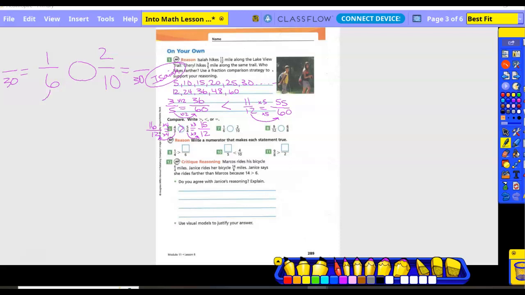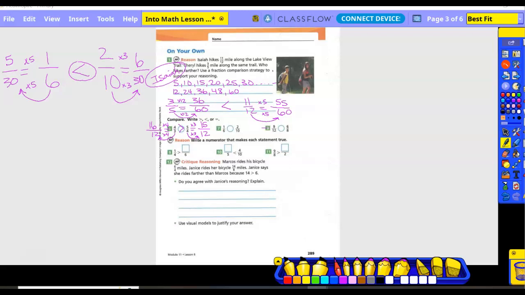Okay, so how did I get from 6 to 30? Times 5. What I do on the bottom, I do on the top. So 1 times 5 is 5. Okay, how did I get from 10 to 30? Times 3. What I do on the bottom, I do on the top. So 2 times 3 is 6. So 5/30 is less than 6/30. So 1/6 is less than 2/10.